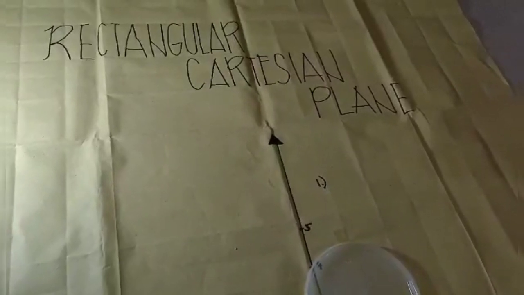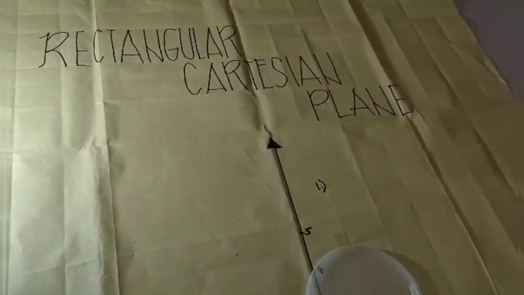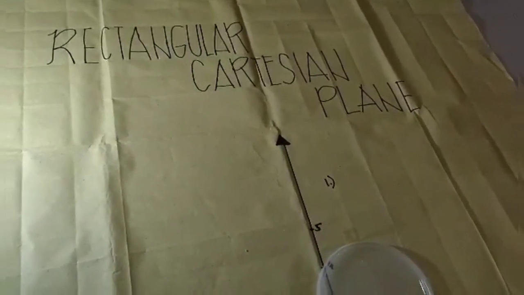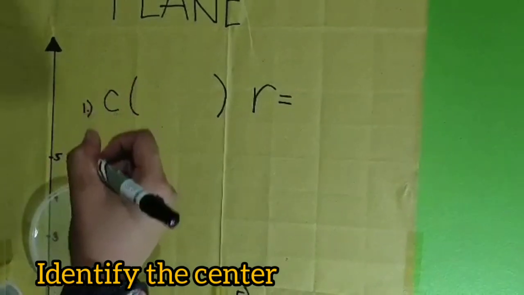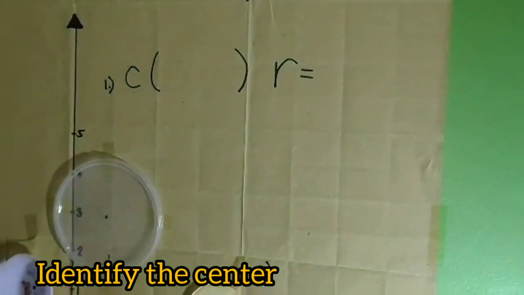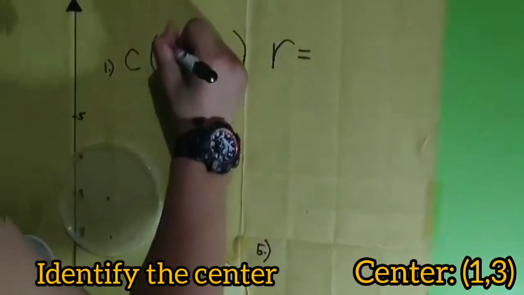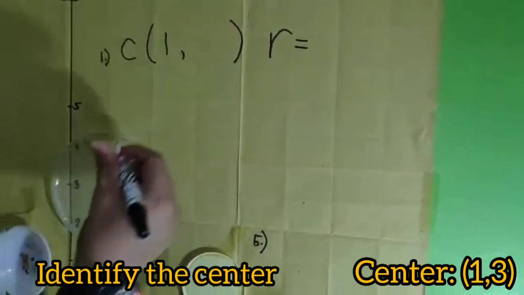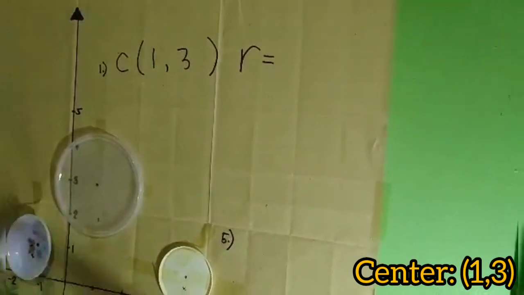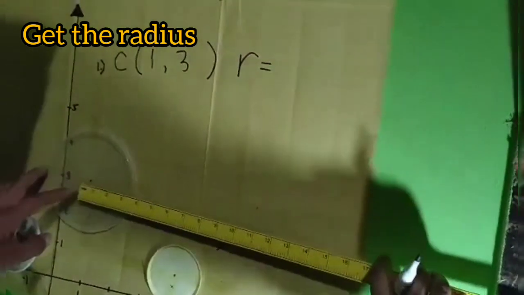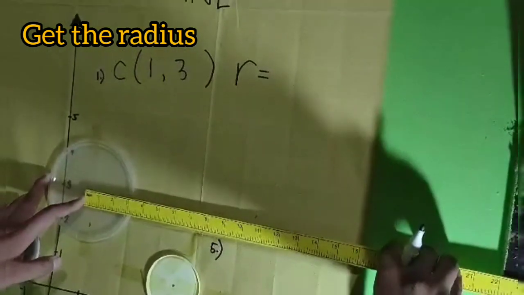So hi guys, I'm Jero from 11 Hertz and I will explain how to get the center and the radius of these given objects. Let us identify first the center. So the x is 1, then the y is 3. Let us get the radius. The radius is 3.